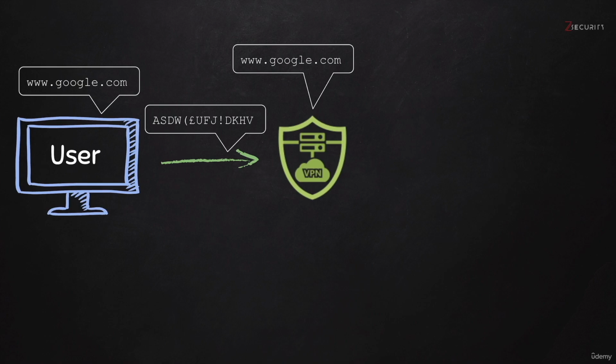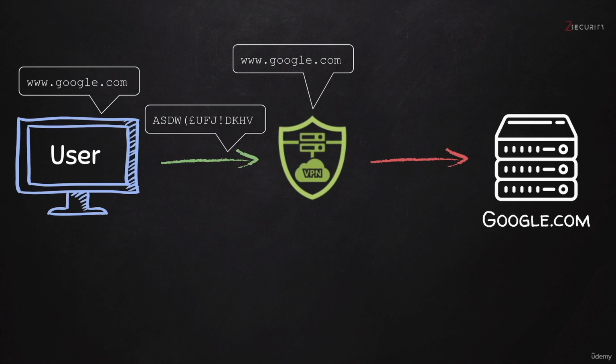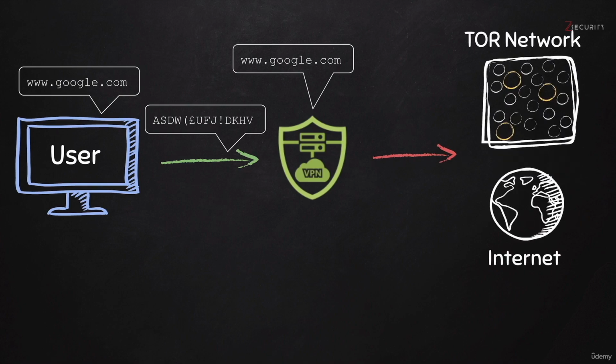And then once the VPN gets the request, it'll forward it to the actual server that you need to go to, for example, google.com. Now, this doesn't have to be google.com. It can be any website or any server on the internet. Or you can even send that request to the Tor network and access a darknet or a hidden service within the network, or go to the internet after that, again improving your privacy and anonymity.